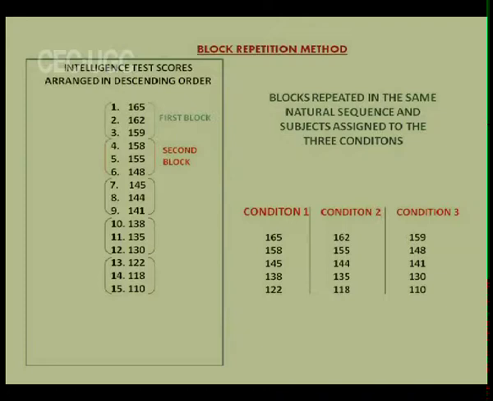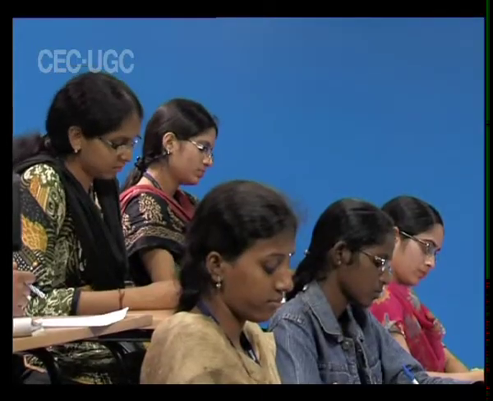Now one main criterion in the matched group design is to find out a matching variable which has a high degree of correlation with the dependent variable. Say for example, when we are studying achievement as the dependent variable, then intelligence would be a good matching variable because it has a high degree of impact on achievement.